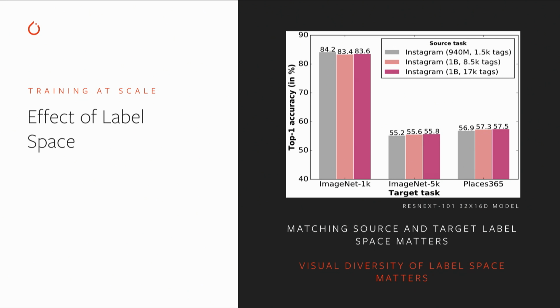There are some interesting trends here. For example, if you look at this ImageNet 1K target task, you can see that the 1.5K hashtag space does better than the 17K hashtag space. This indicates that matching the source and target label space actually matters.